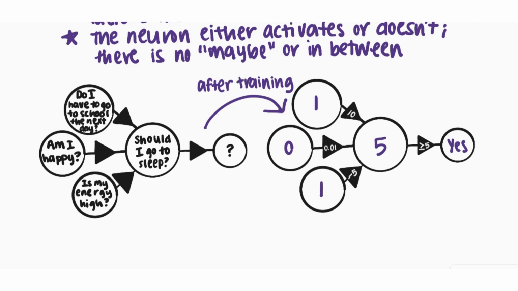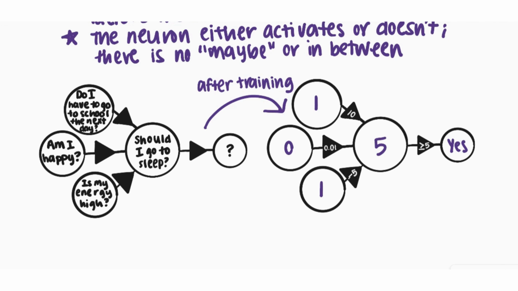And is my energy high? The weight is a -5 because it has an inverse relationship with the final answer. So if your energy is high, yes, then probably you shouldn't go to sleep, or at least it will be harder to. And if your energy is not high or it's a no, then yes, you should go to sleep. So it's opposite and switch that way. And that's why we use a negative number.